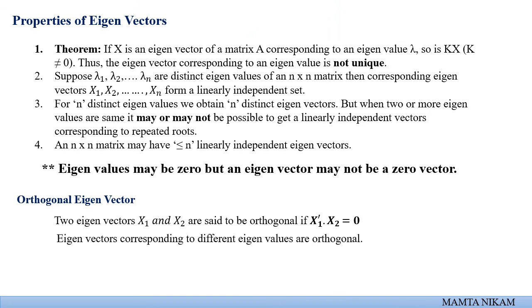ओके, फर्दर let us discuss properties of eigenvectors. So अभी theorem है, क्या कहता है ये theorem? If x is an eigenvector of a matrix A corresponding to an eigenvalue lambda, so is kx. So is kx मतलब क्या? kx भी एक eigenvector हो सकता है where k is any non-zero term. Then this eigenvector corresponding to an eigenvalue is not unique. Main aim क्या है इस theorem? What does this theorem say? This theorem states that the eigenvector corresponding to an eigenvalue is not unique.